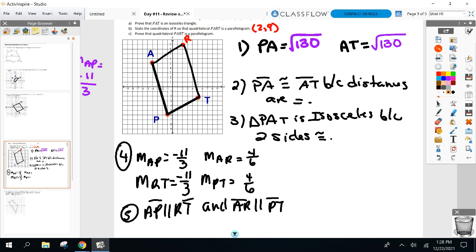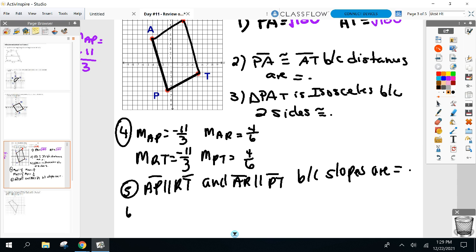Hopefully we're getting more and more comfortable with what I need to write. Because, why, Brendan? Slopes are equal, or same slopes. Perfect. And then everybody can write the last line that this is a parallelogram.